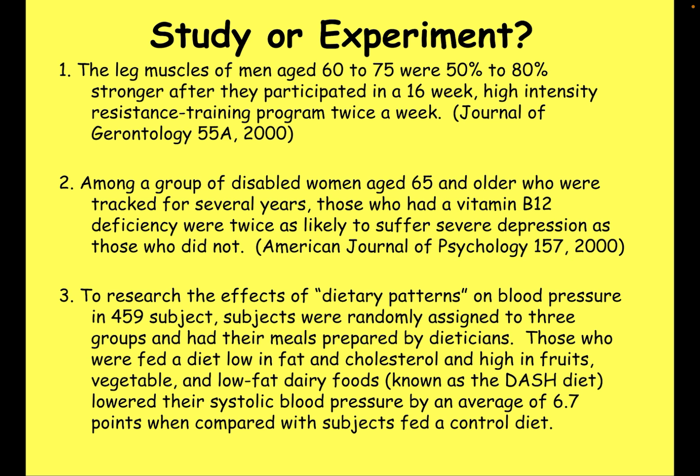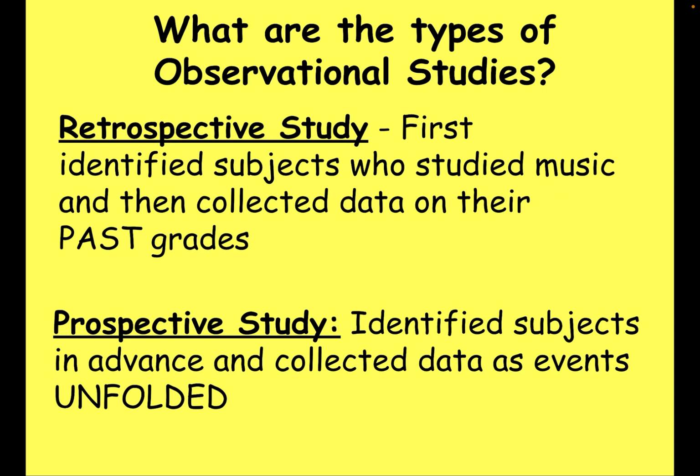So let's talk a little bit more about studies, or specifically observational studies. There are two different types of observational studies. There's a retrospective study, and there's what we call a prospective study. A retrospective study first identifies your subjects who perhaps studied music, and then collects data on their past grades. Think about retro, from the past, something in history, okay? So we identify subjects, and then we collect information about them based on things that happened in the past.